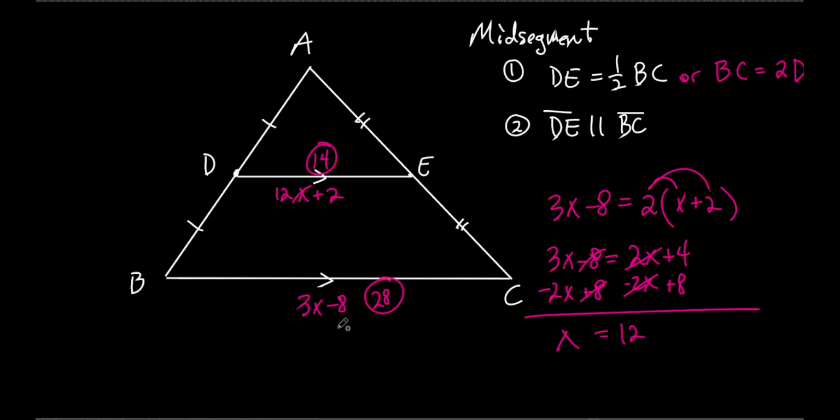If you wanted to, you could have put the 12 in for the x. That'd be a little bit more difficult. It was way easier just going 12 plus 2. Would you agree? But you could go 3 times 12 minus 8. What's 3 times 12? 36 minus 8 is 28. Okay? Just like it was before.